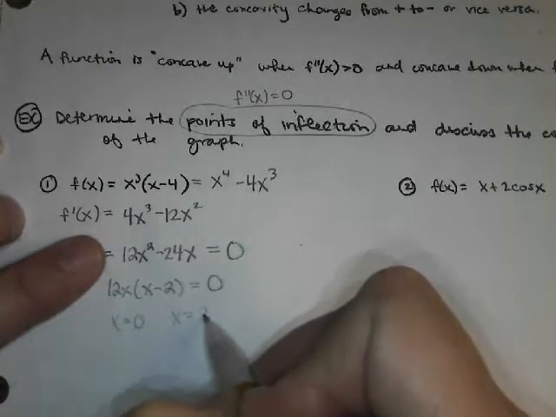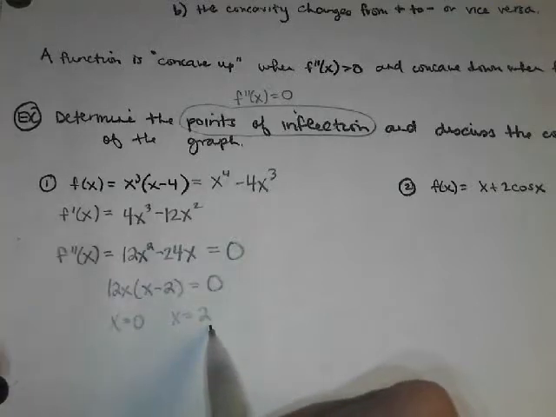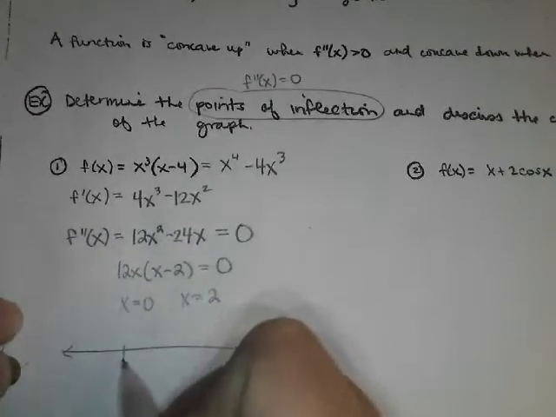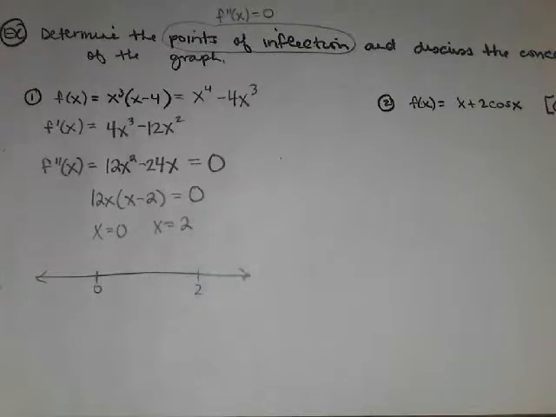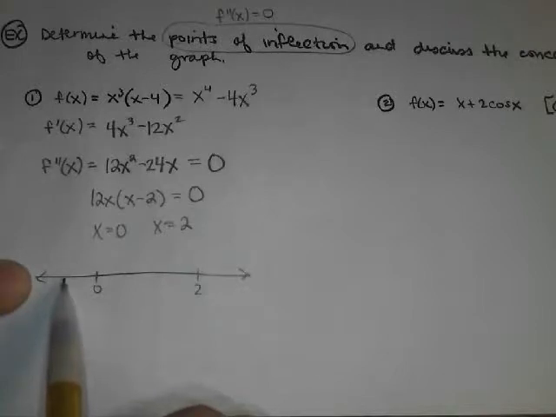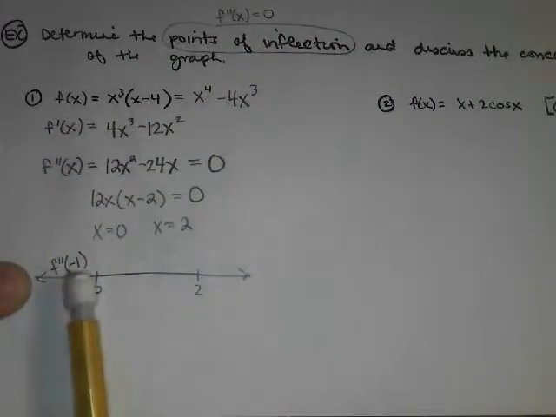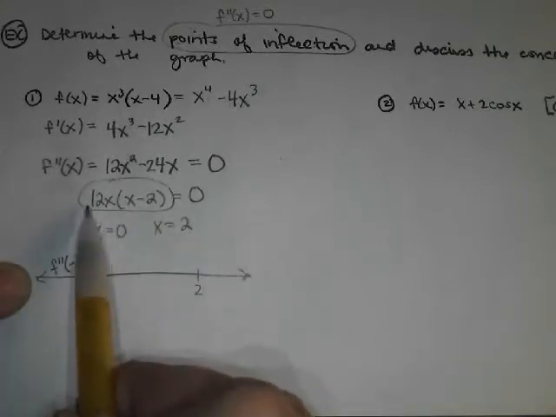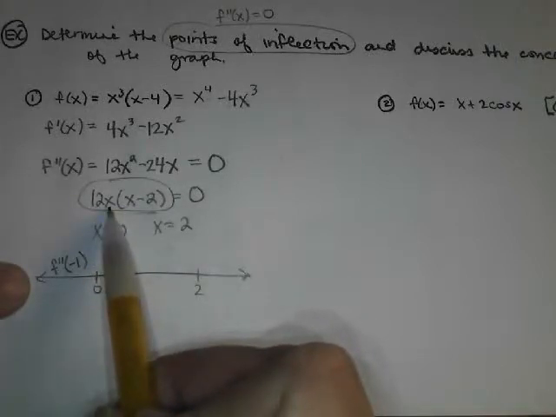We'll wait to see if those actually are going to become points of inflection or not. So we'll plot them on a number line. And explain to me what I do next, Amelia. Right, we take F double prime of something in that interval. So I'm plugging negative 1 into my second derivative. I'm going to plug it into this version of the second derivative just because, again, I only care about negative or positive. 12 times negative 1 is a negative.